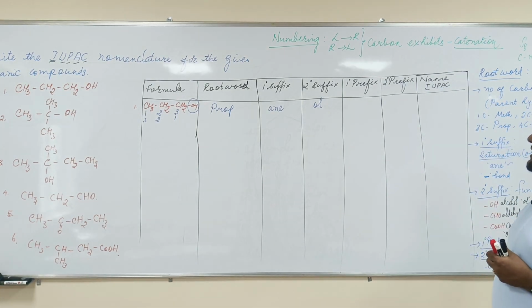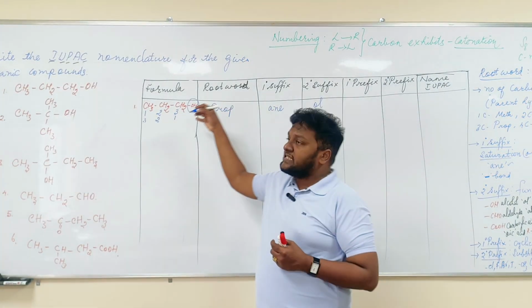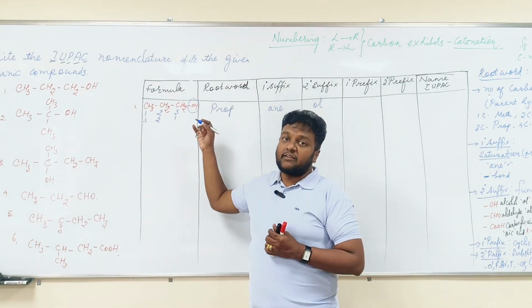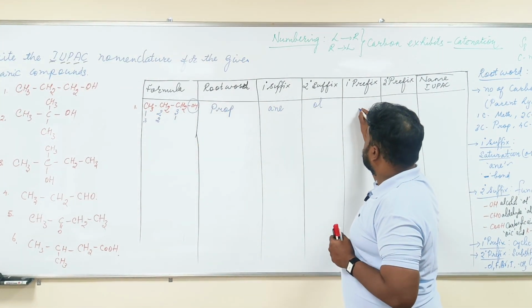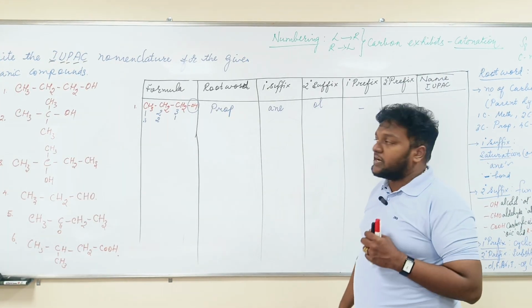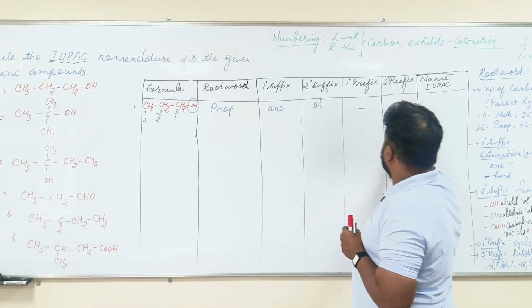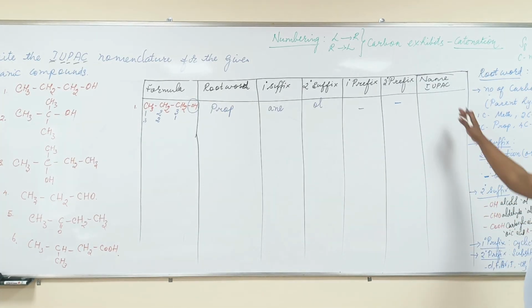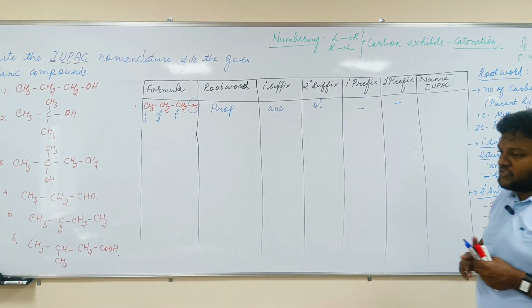Now we go for writing the primary prefix. What is primary prefix? If the compound exists in the cyclic form, then we have to write cyclo. So there is no primary prefix. Is a secondary prefix there? Are any substituent groups getting attached? No substituent groups. So therefore we can put a hyphen over here. Now we have to write the IUPAC name of this compound.